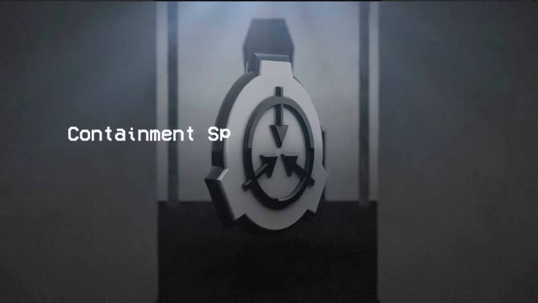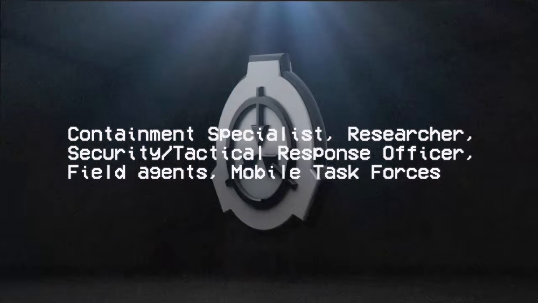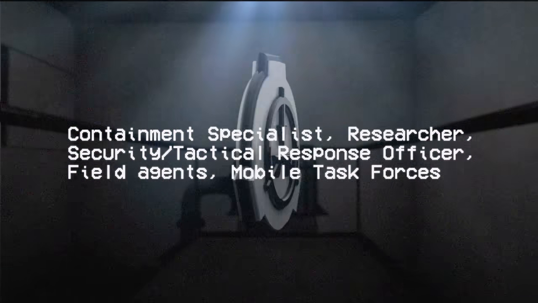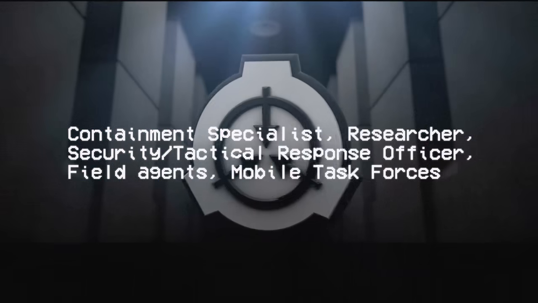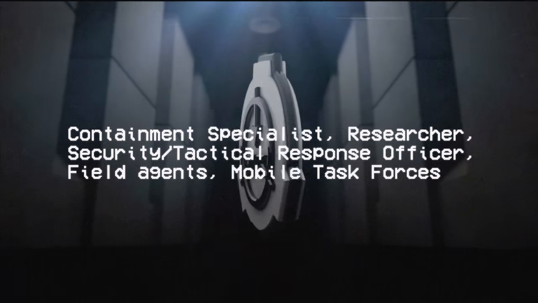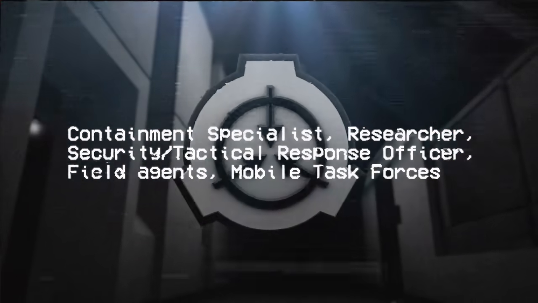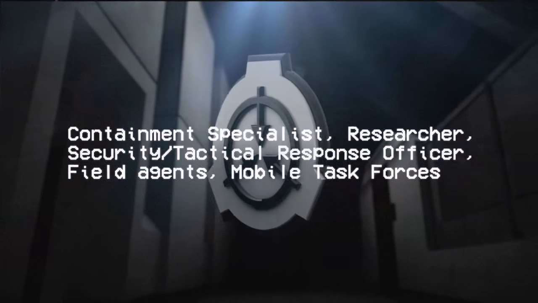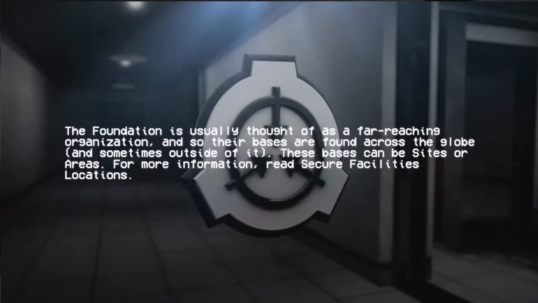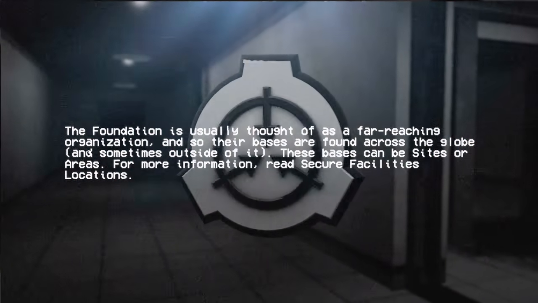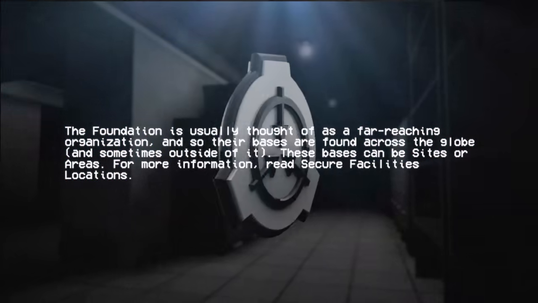There are also many types of workers in the Foundation. Among them, we have containment specialists, researchers, and security tactical response officers. There are field agents, who are out in the world undercover, looking for signs of anomalous activity, and mobile task forces, special units that are assigned to carry out certain dangerous jobs. The task forces document contains a list of mobile task forces along with their associated SCPs. The Foundation is usually thought of as a far-reaching organization, and so their bases are found across the globe, and sometimes outside of it. These bases can be sites or areas. For more information, read Secure Facilities Locations.